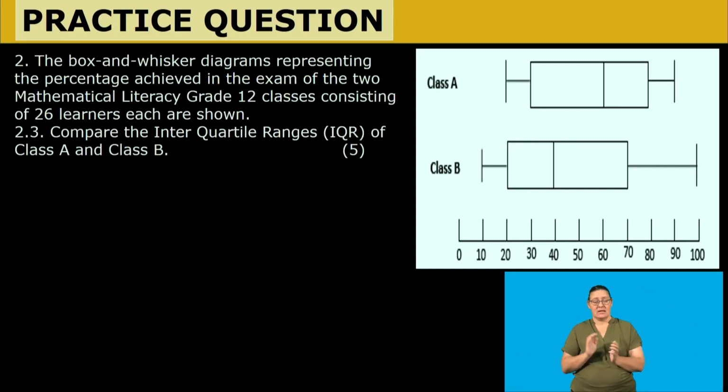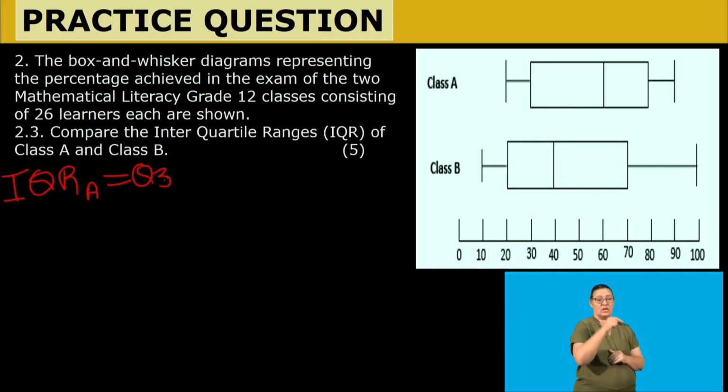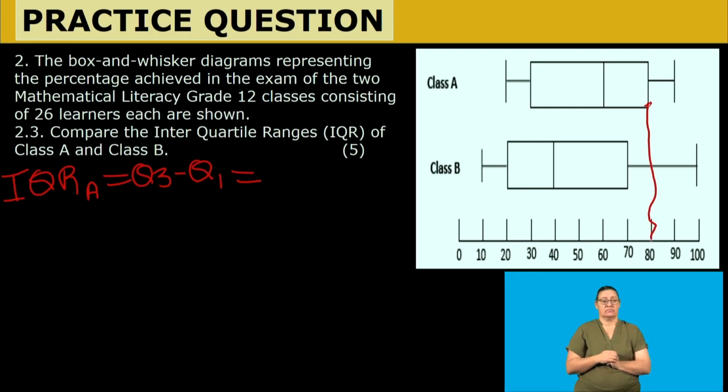2.3, compare the interquartile ranges of class A and class B. Remember, the interquartile range for class A is Q3 minus Q1. So what is the value of Q3? This is Q3. Q3 is almost 80. And this is Q1 for class A. Q1 is almost 30.